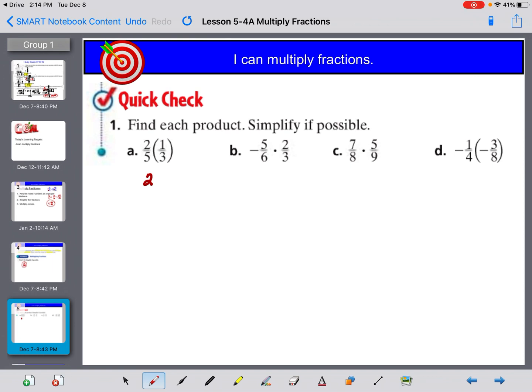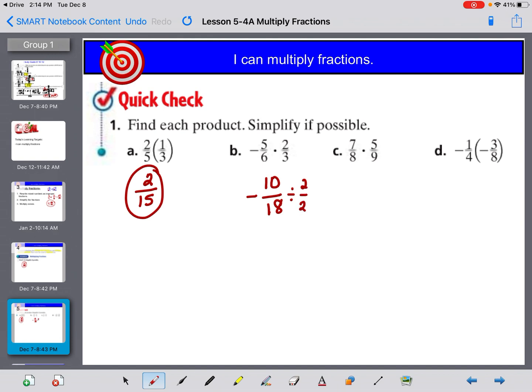For the first one, 2 times 1 is 2. 5 times 3 is 15. My answer is 2/15. Letter B, 5 times 2 is 10. 6 times 3 is 18. Negative times a positive is a negative.